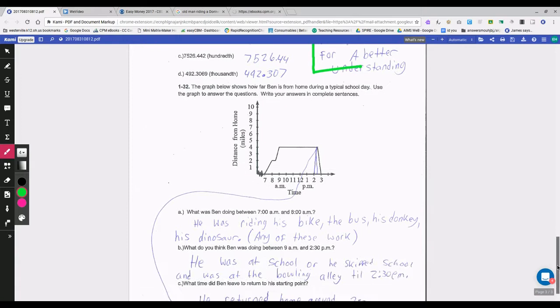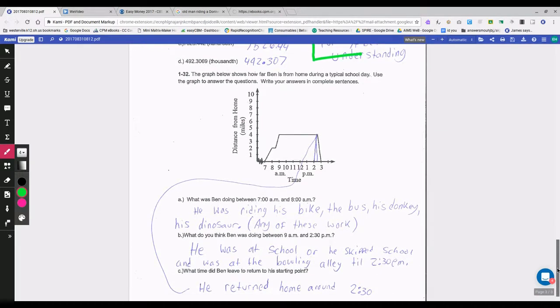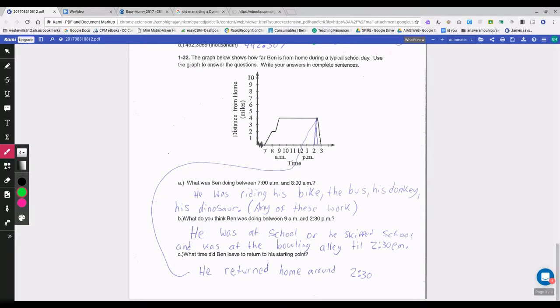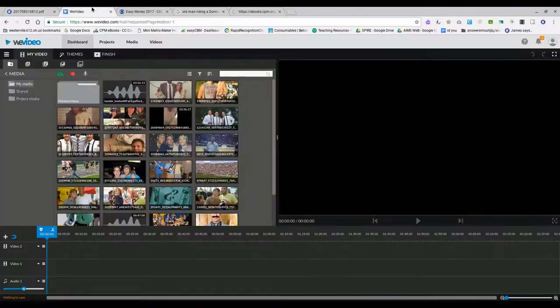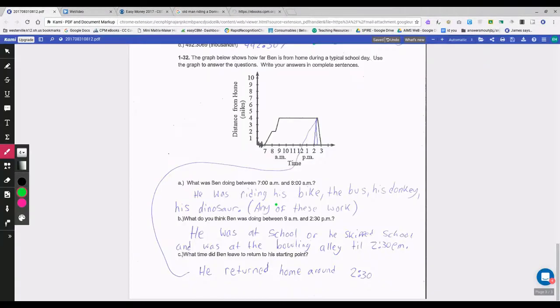Question 132 again shows another graph. Talks about Ben doing during a typical school day. Answer the questions here. Again, you might have different answers if you're checking it, especially the first one. I said, you could say he was riding his bike, bus, his donkey. There he is right there riding his donkey. Or his dinosaur. I don't know. Any of those work. Take a look at those questions there.